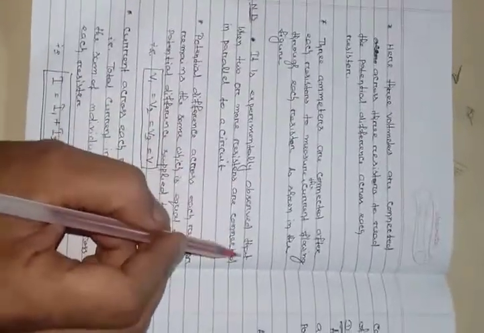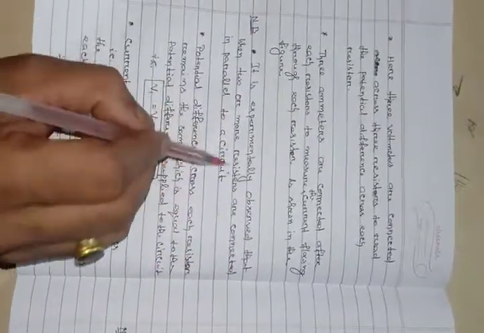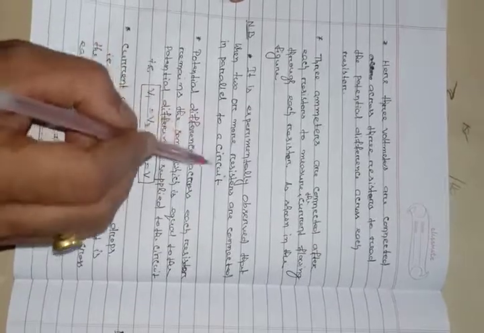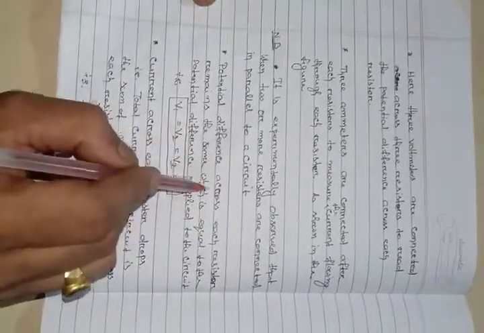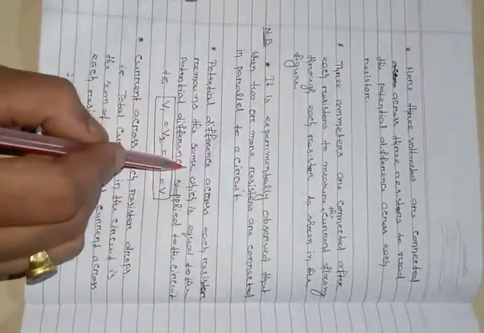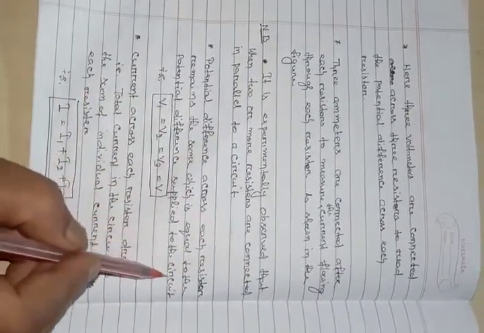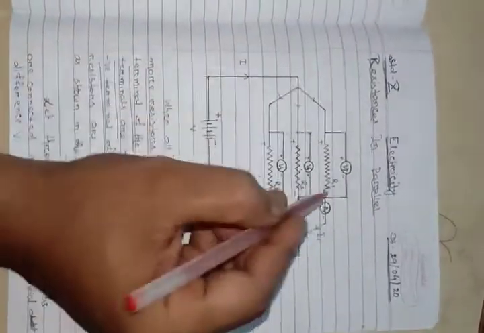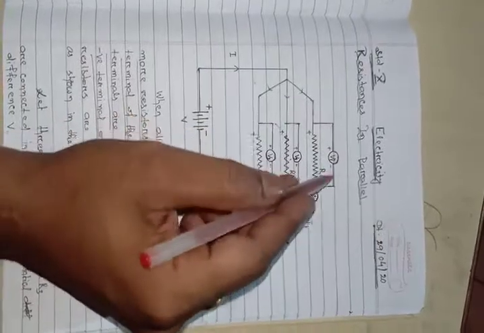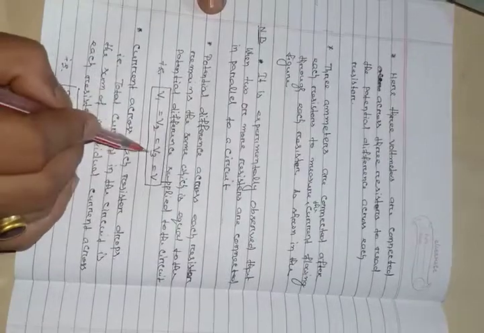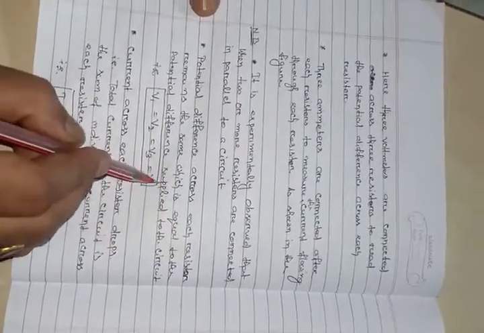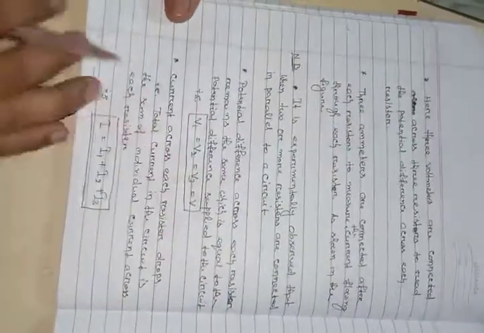It is experimentally observed that when two or more resistors are connected in parallel in a circuit, the potential difference across each resistor remains the same, which is equal to the potential difference supplied to the circuit. That is, here the total potential difference is V. So here V1, V2, V3, all these potential differences are equal. That means V1 is equal to V2 is equal to V3 is equal to the total voltage supplied to the circuit, that is V.